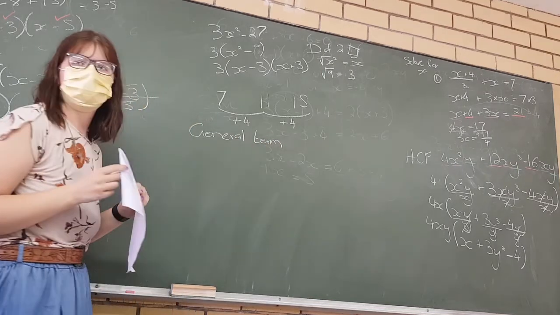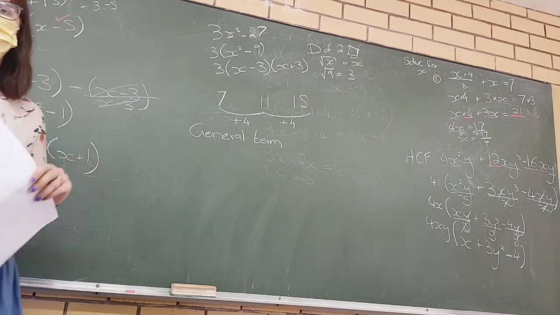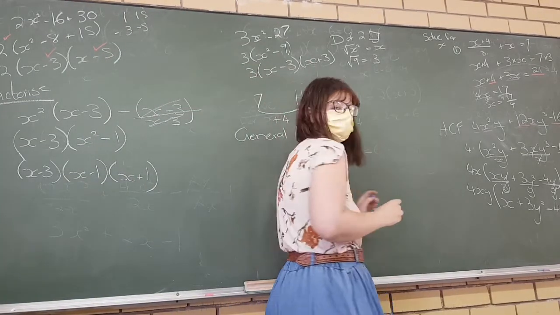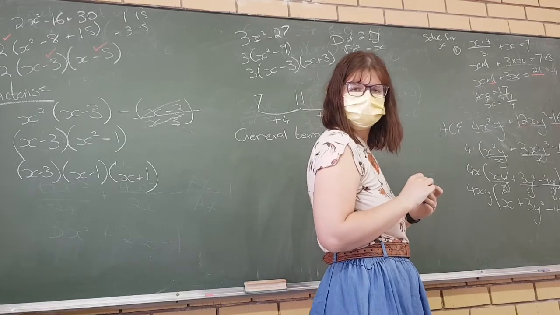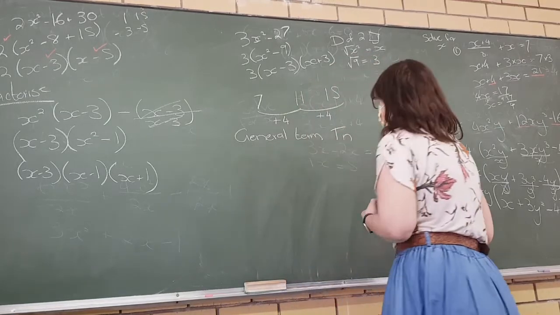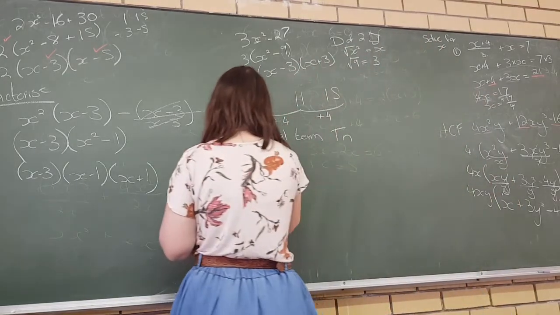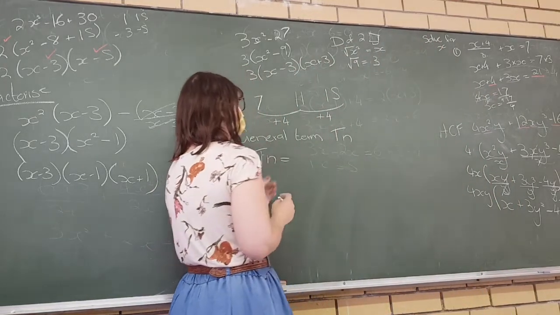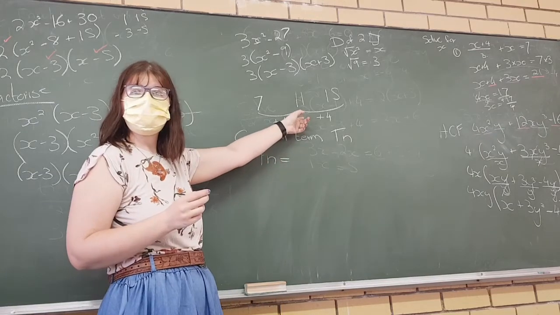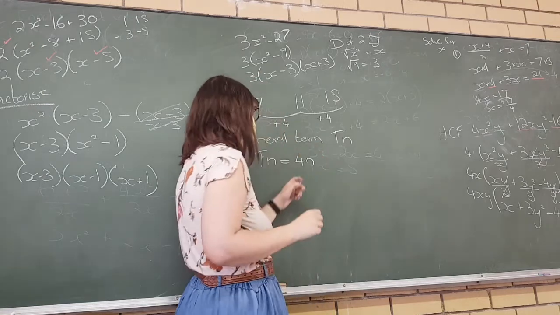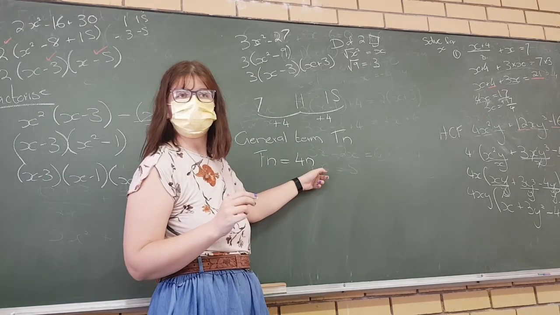You guys want a minute to write? Yes. Okay. Our general term is always Tn. That's our general term. So now I have to say Tn is equal to. When I say my difference is 4, then it'll be 4n. So whatever my difference is goes next to the n.